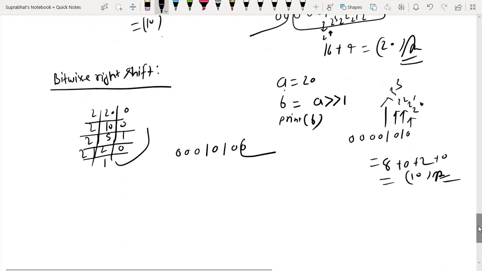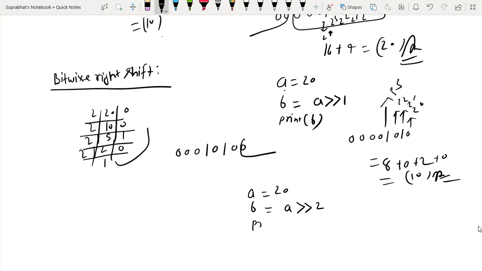Suppose I am taking a equals 20, b equals a right shift 2, then print b. What will be the output? Please give reply fast. The answer is 5.